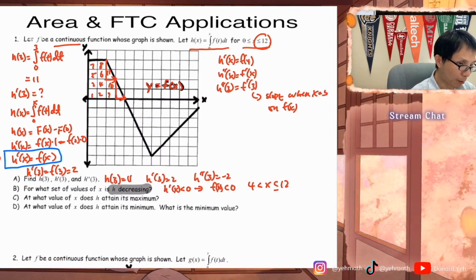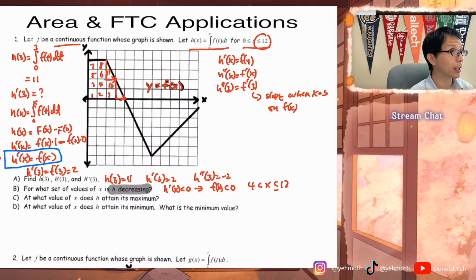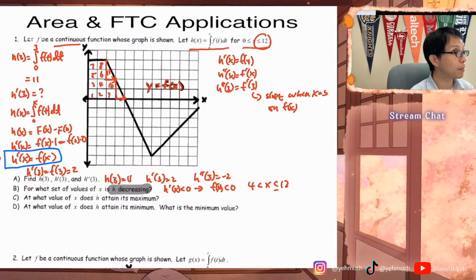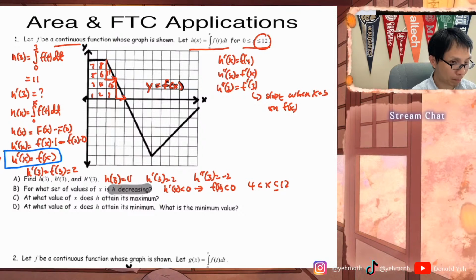Now, at what x value does it reach its maximum? So they are asking for x, which is the input. So where does x reach its maximum?